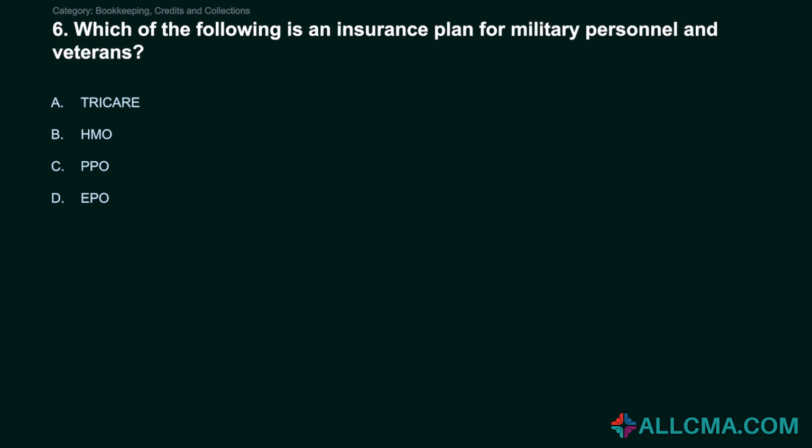6. Which of the following is an insurance plan for military personnel and veterans? A. TRICARE. B. HMO. C. PPO. D. EPO. Correct answer, A.